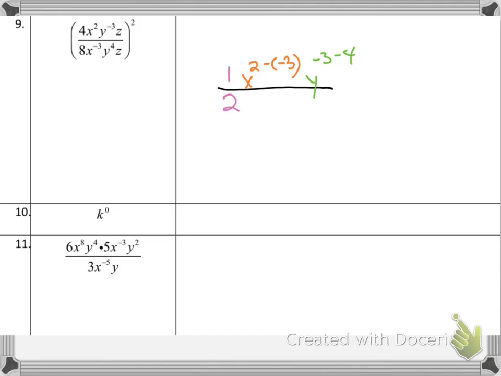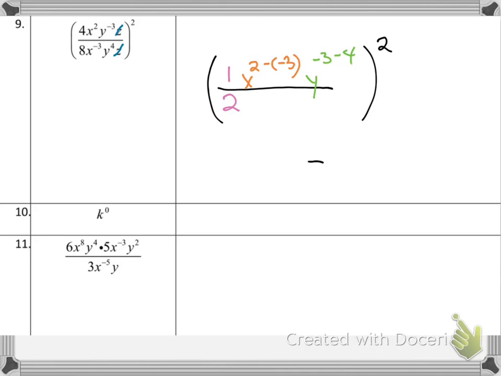Lastly, we have a z on the top and a z on the bottom. You could think of that as z to the 1 minus 1 power, or since they're exactly the same, you can cancel them out. Either way, you don't need to write that, but you can if you want to. It's not going to change your answer. And all of this is still being raised to the second power.